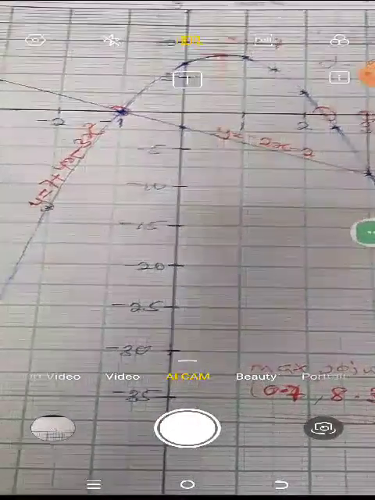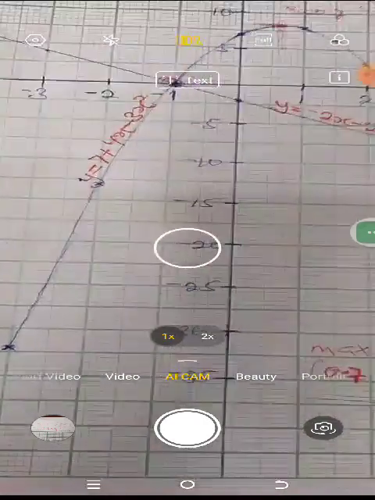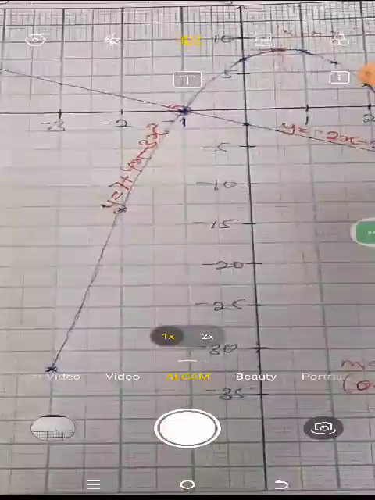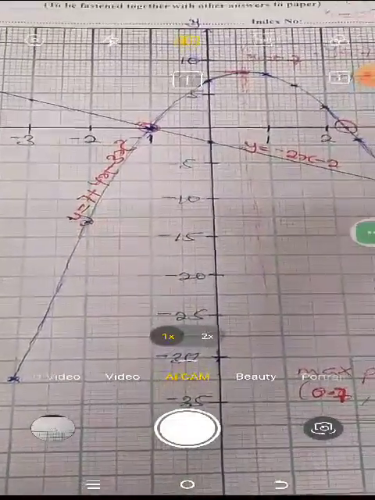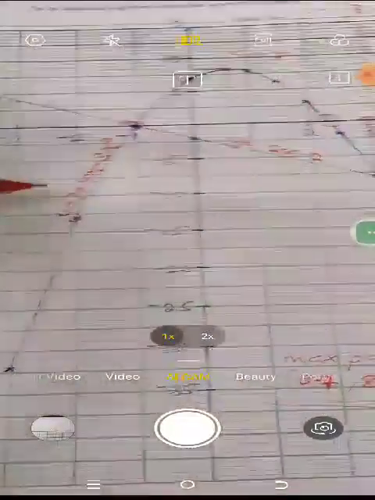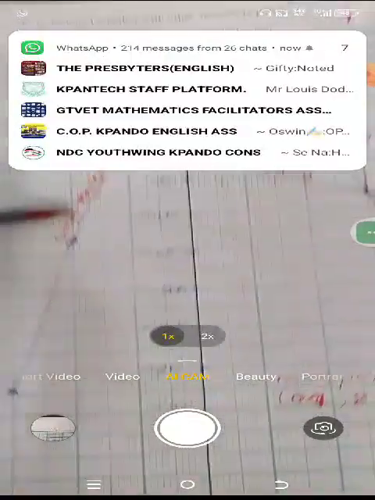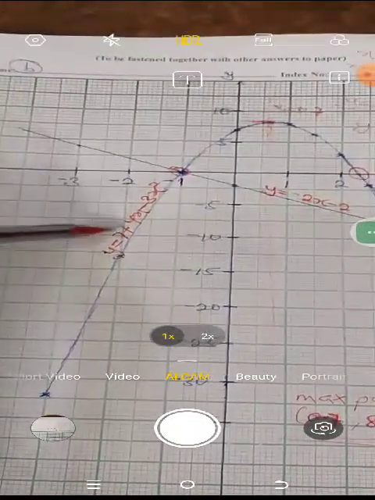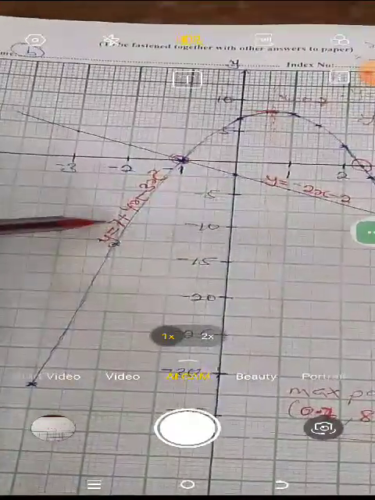Sometimes they ask, find the values of x for which the graph. So when they mention graph, it means that they are talking about this, whatever you use to plot. So they say the graph is positive, or the values of x for which the graph, the y is negative.